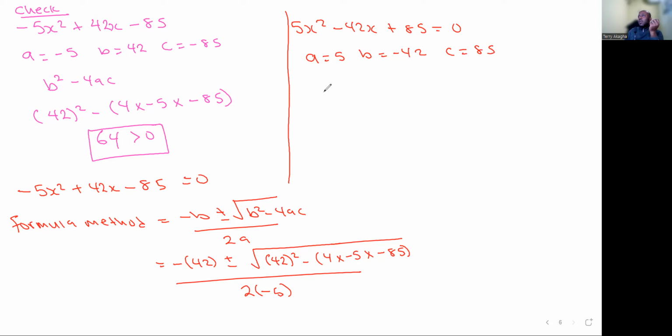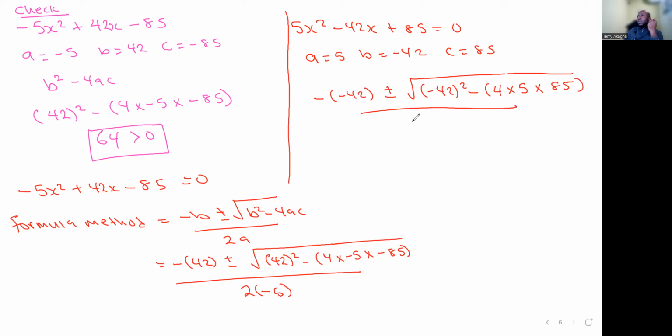And when you put it in the formula as well, minus b, so the b is going to be minus 42, okay? Plus or minus the square root of b squared, which will be minus 42 squared, minus 4 times 5 times 85, okay, divided by 2 times 5. So you can see, regardless of which one you want, you're going to get the same thing.